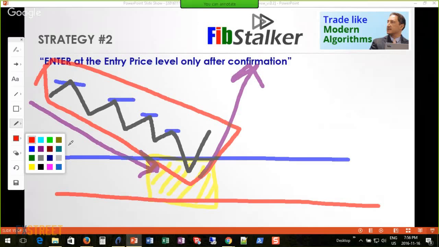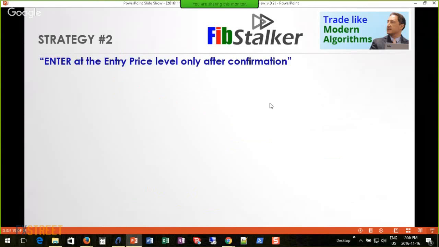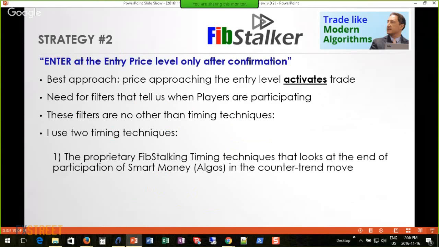And in strategy 2, I use confirmation using the FibStalker timing as a way to tell me that algorithms are no longer willing to push this price lower in the counter trend move. This is very powerful, I believe. This gives us an indication that now the algos that are coming from the larger time frame can reverse this price, because smart money is no longer interested in pushing this price lower on the counter trend move. Okay, so this is the first timing technique.